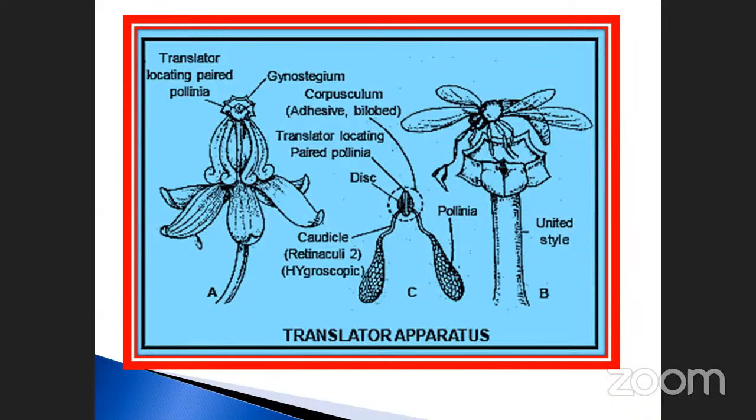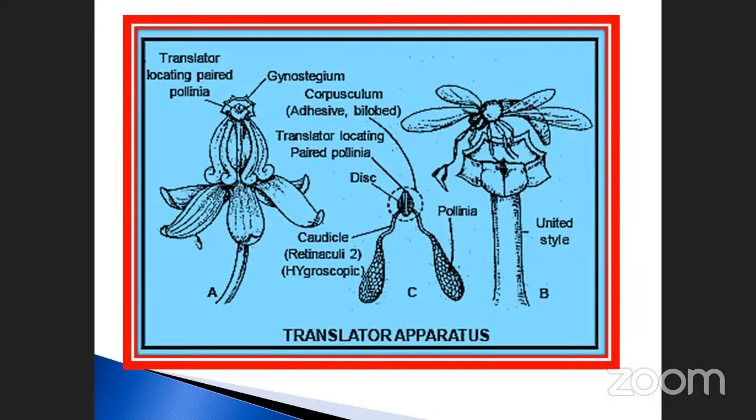Note it down. Very, very important. Pollinia is otherwise called the translator apparatus. See here, the translator apparatus, otherwise called pollinia, is mostly present in this area only. This is otherwise called the gynostegium, because all the pollen sacs are united together to form the pollinia.